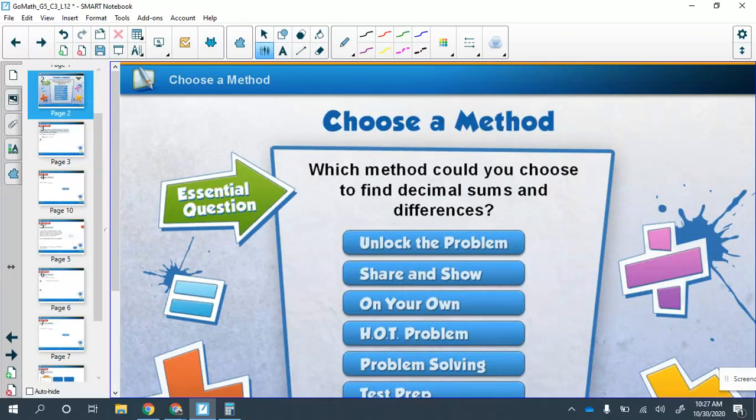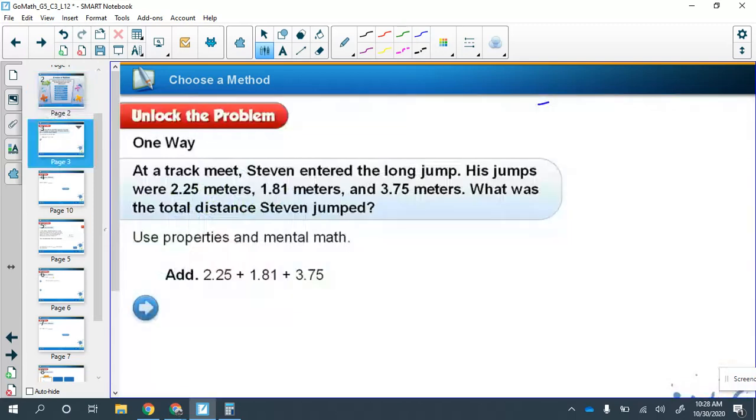Okay, today we're going to be looking at our last lesson in Chapter 3 on adding and subtracting decimals. And today we're going to look at methods we can use to find decimal sums and differences and talk about some different strategies that we can use to make our problems a little bit simpler.